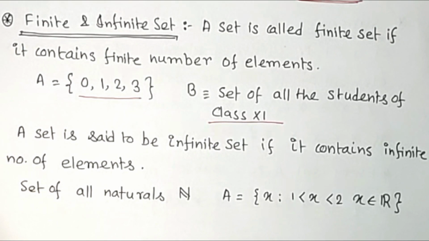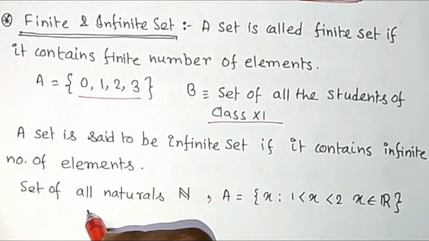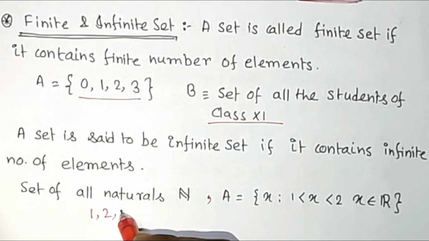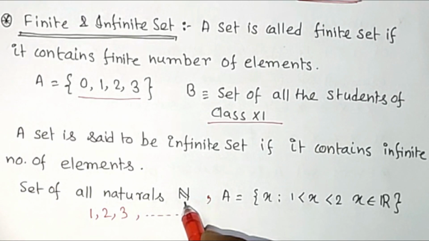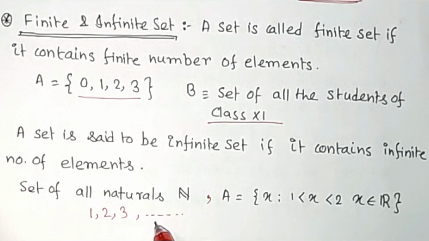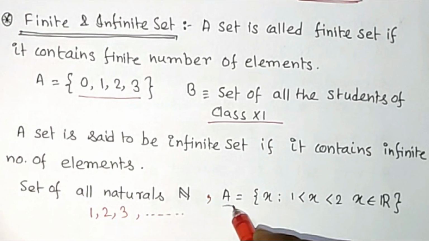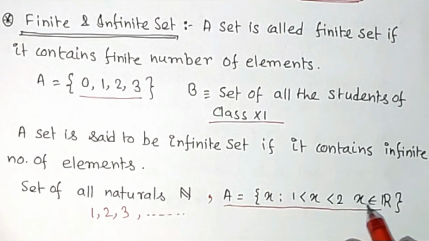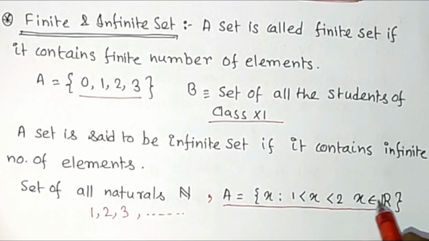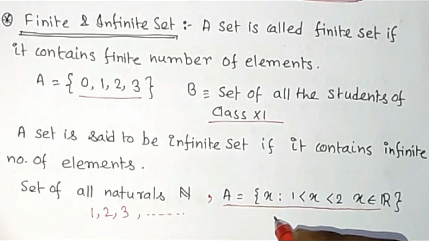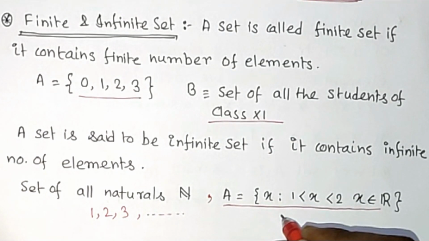So it is quite obvious that for an infinite set, the number of elements is infinite. For example, the set of all naturals is infinite because we know that the natural numbers start from 1, 2, 3 up to infinity. So the set of all naturals, denoted by script N, is also an infinite set. And for this set, A equals the set of x such that 1 is less than x less than 2, x belongs to R, the real numbers. We know that the number of reals is also infinite.